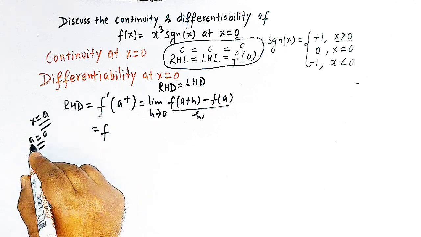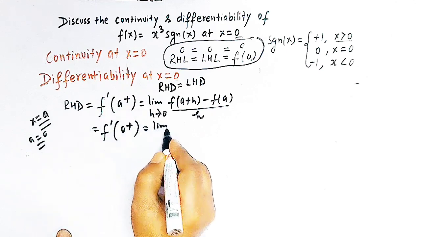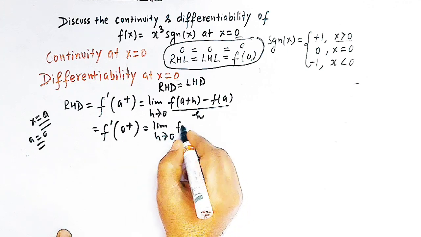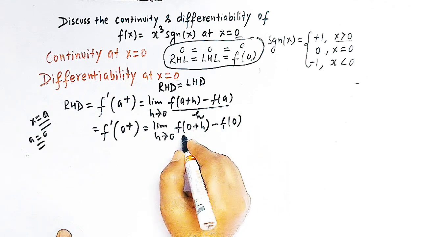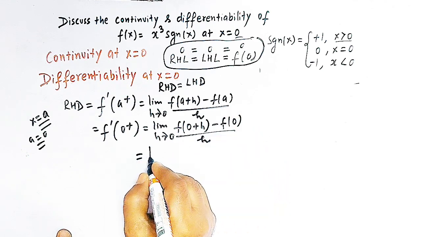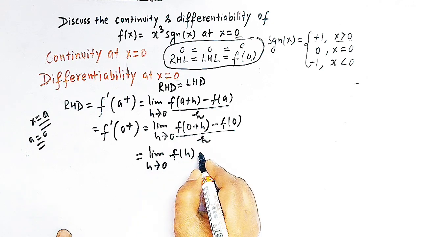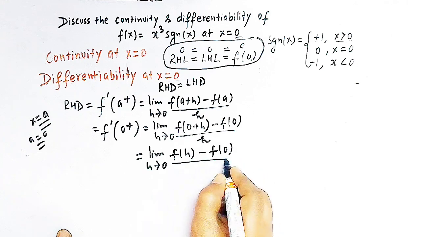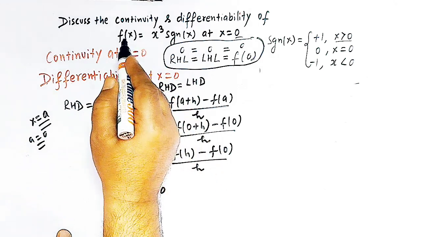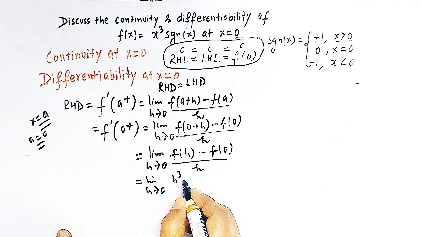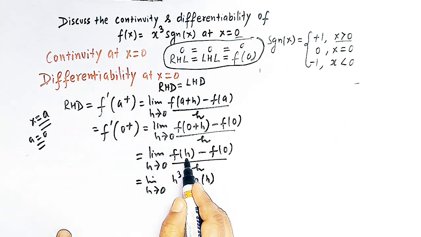So now for a equal to 0, we have the limit h tends to 0, f of 0 plus h minus f of 0, divided by h. So we have limit h tends to 0, f of h minus f of 0, divided by h. Now we can write f of h as h cube times signum of h, replacing x by h.